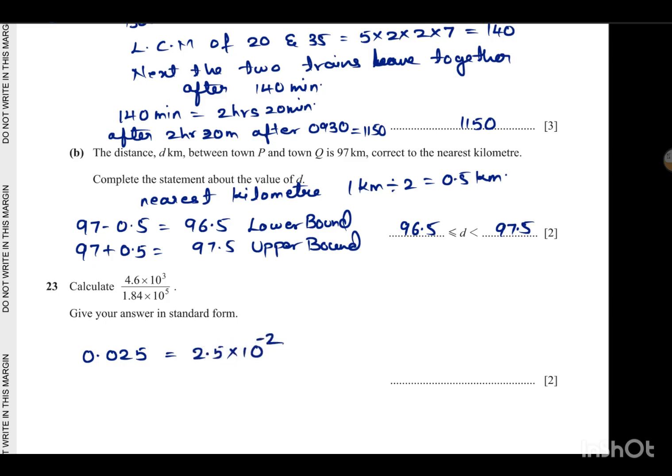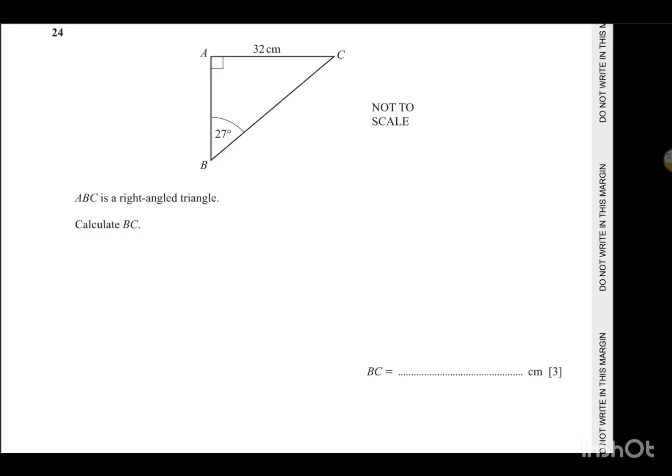When you are writing the original number into standard form, when the point moves right, you have to take the negative power. This is one more tip. This is the answer.